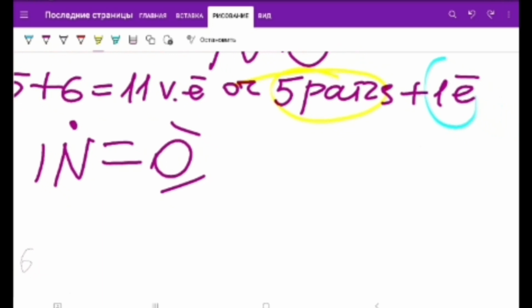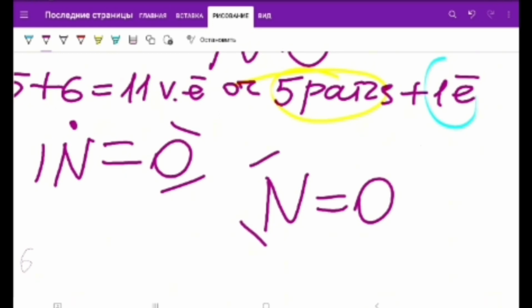Let me show you one more thing. What if we draw it in this way? What if we draw 2 pairs on nitrogen, 1 pair on oxygen, and 1 single electron? In this case, we can say that it's not possible. Why? Because oxygen is more electronegative. That's why, first of all, we put all the pairs on oxygen. When the octet of oxygen is completed, after that, we pay attention to nitrogen. So first of all, electrons will go on oxygen.